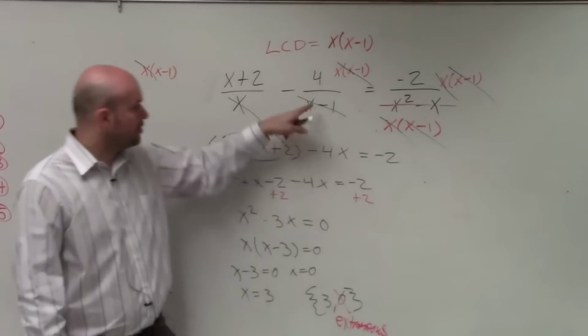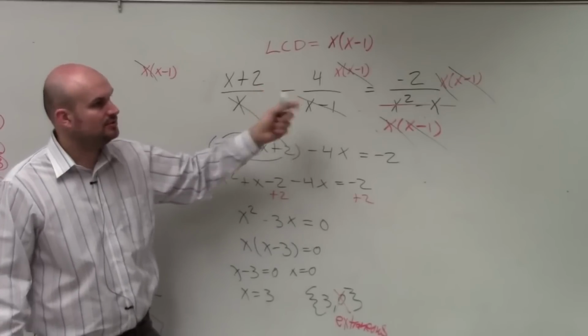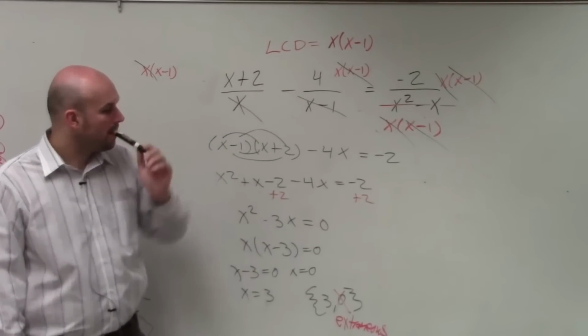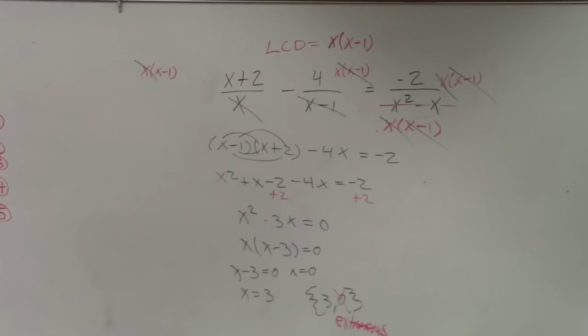Because when you plug 0 back into your equation, it makes the denominator 0. You can't ever have your denominator equal to 0. So you always want to make sure you go back and check your answers.